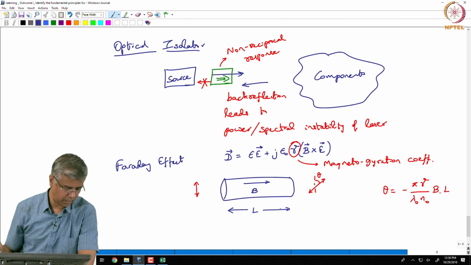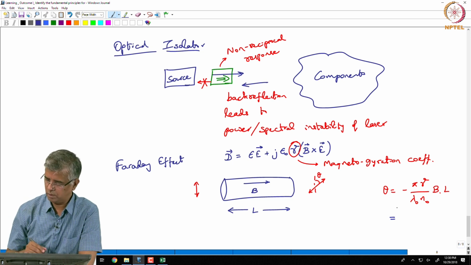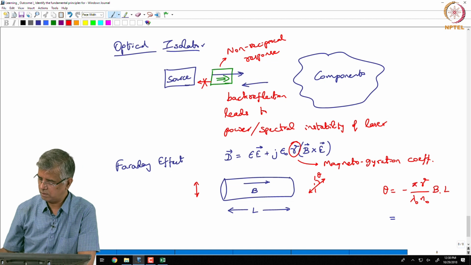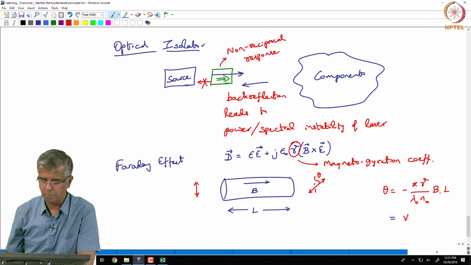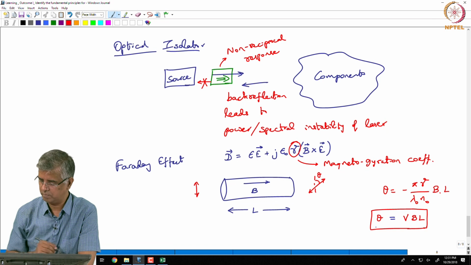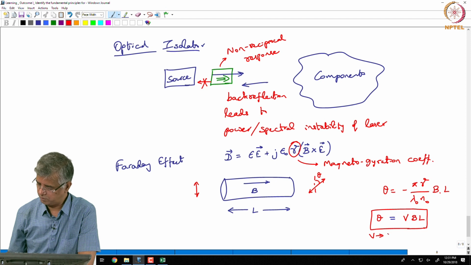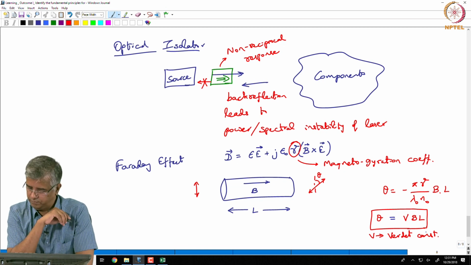Okay. Now, this factor over here is denoted by what is called the Faraday constant. So, its theta is just given by V multiplied by B multiplied by L, where V corresponds to the Faraday constant.